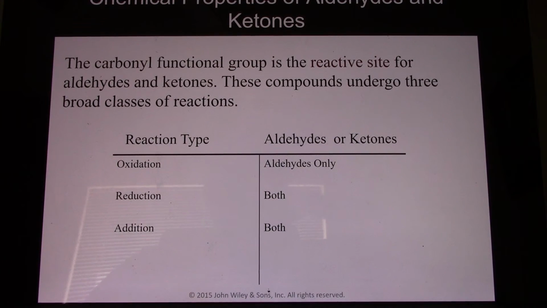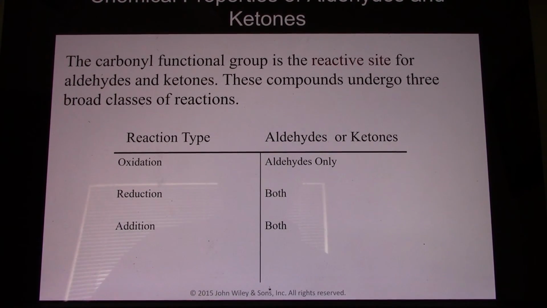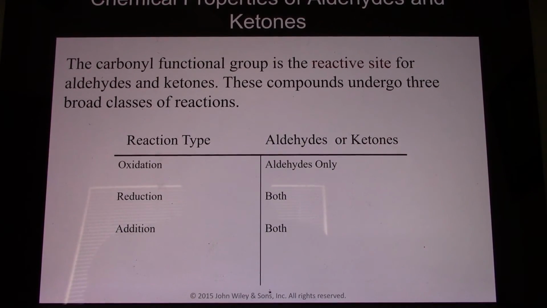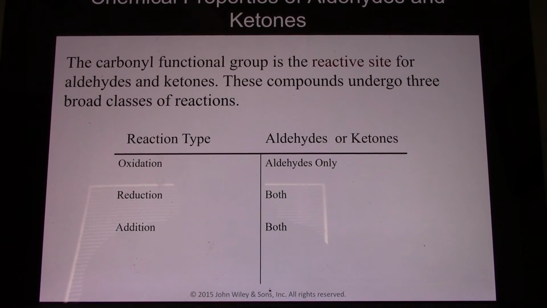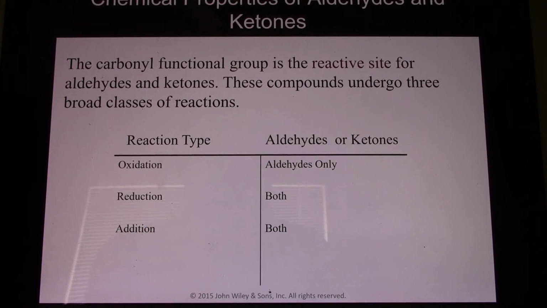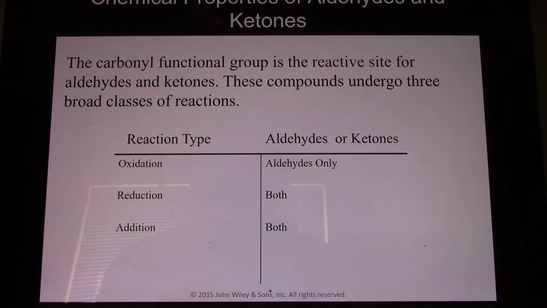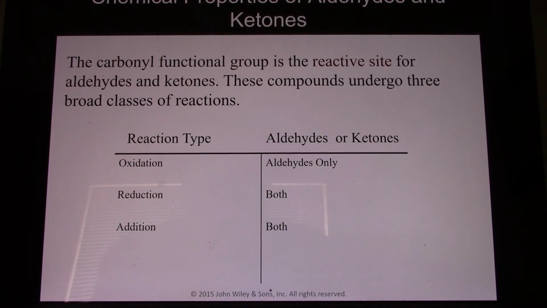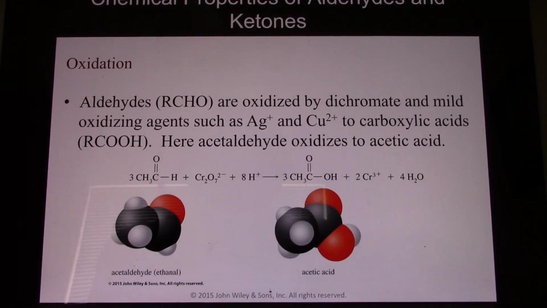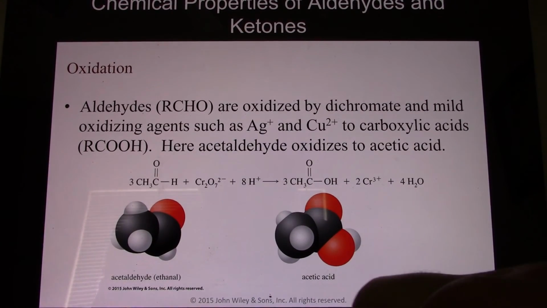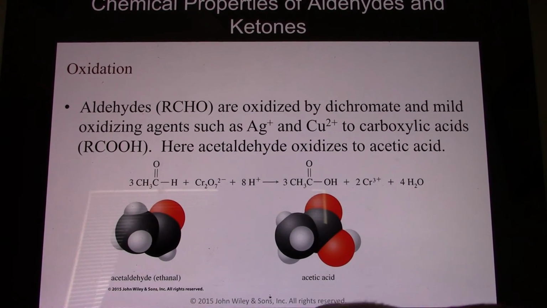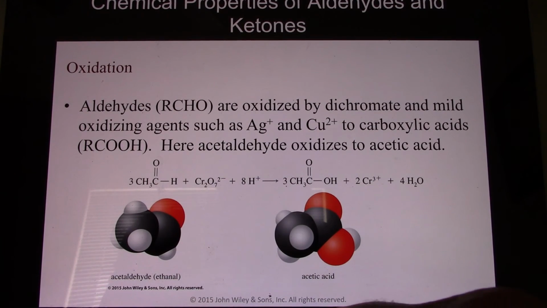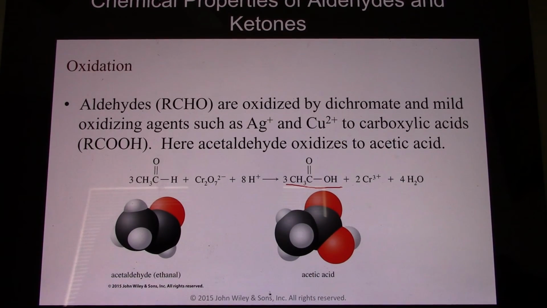The carbonyl functional group is the reactive site for aldehydes and ketones. These compounds undergo three broad classes of reactions. You can oxidize aldehydes to carboxylic acids. You don't oxidize ketones because that would require breaking a carbon-carbon bond, which is very difficult. We can reduce both aldehydes and ketones down to alcohols. And they can both do addition reactions. So with oxidation, here we can use chromic acid or chromates to oxidize an aldehyde to the carboxylic acid. That's a relatively easy reaction to pull off.